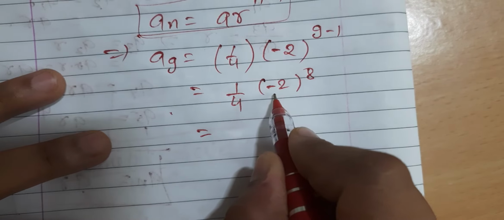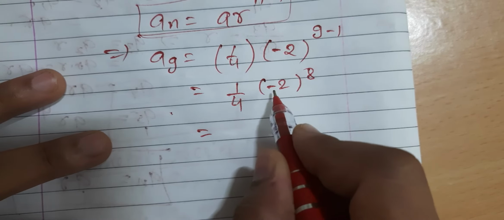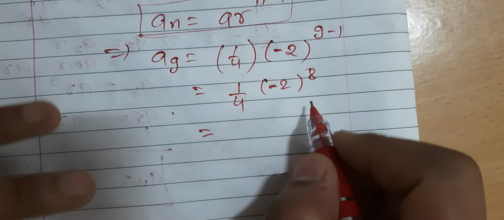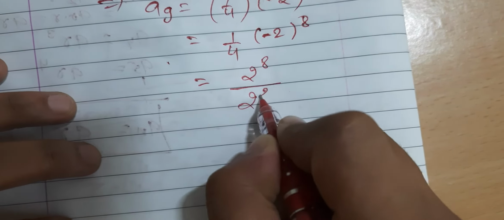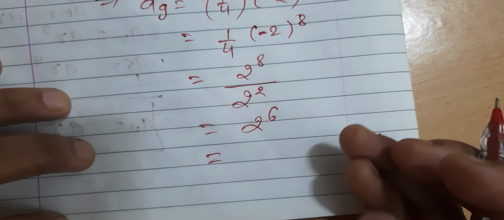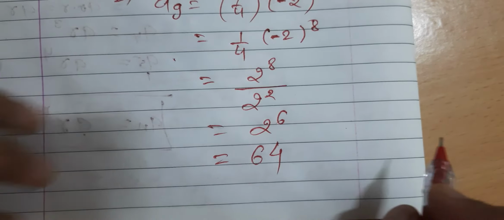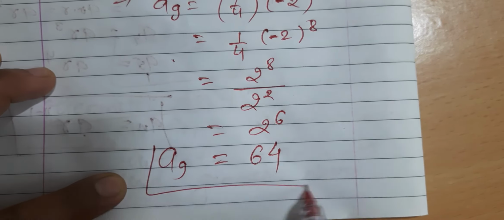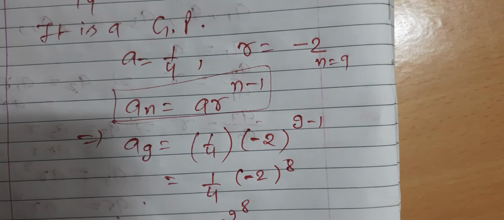And this is minus 2 raised to the power 8. Minus raised to the power of an even number is positive. So 2 raised to the power 8 divided by 4, which can be written as 2 raised to the power 2. So we'll get 2 raised to the power 6, which is equal to 64. So the 9th term of the GP is 64, and this is the general term.